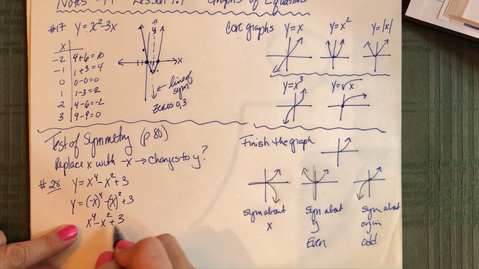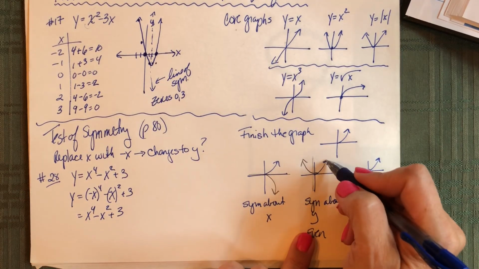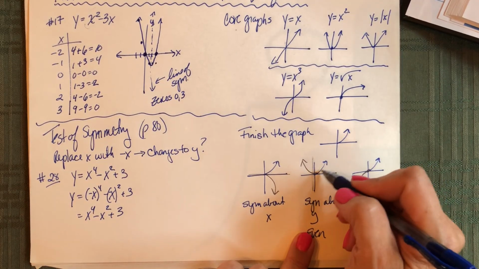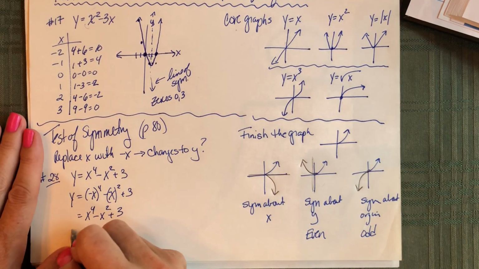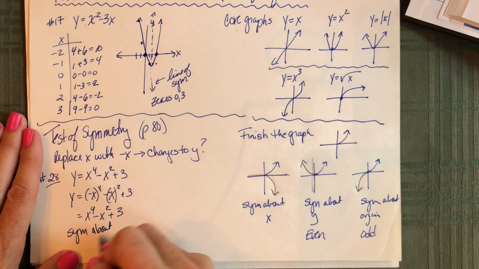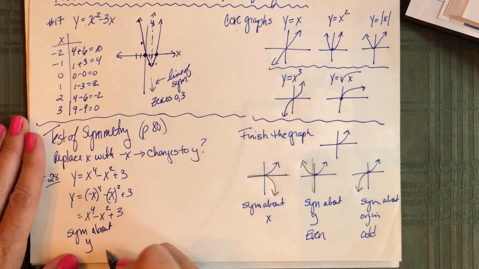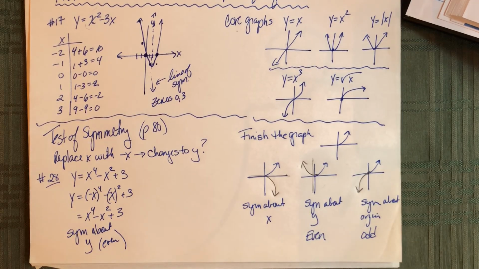If it stays exactly the same, all right? So notice the graph over here. It's going to stay exactly the same, all right? So this is going to have symmetry about the y. This is going to be symmetric about the y-axis, or we're going to call that even. In later chapters, we're going to call that even, all right?